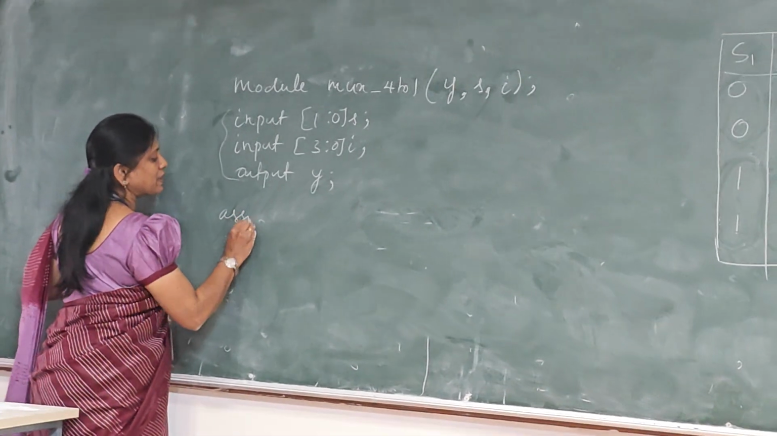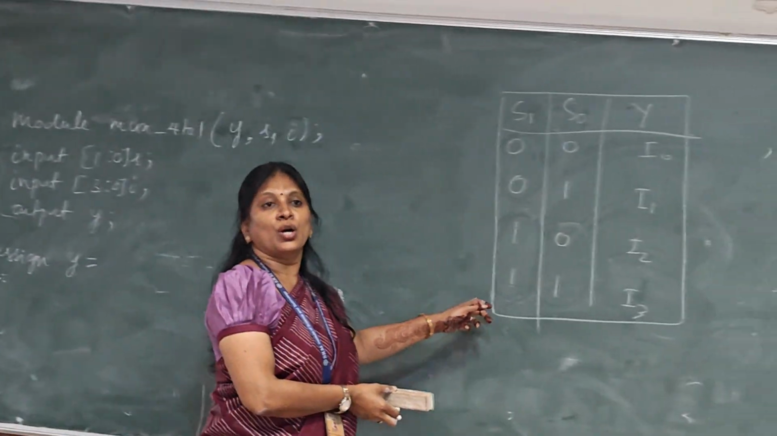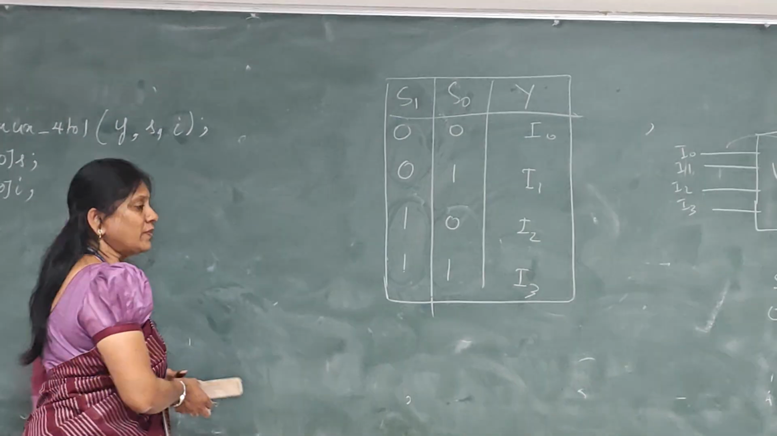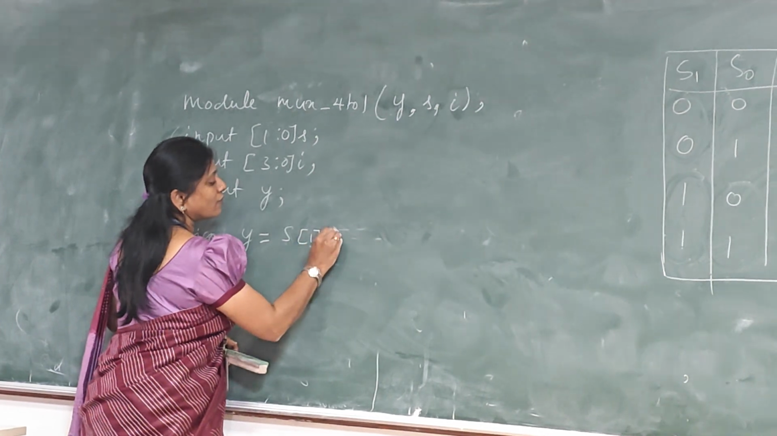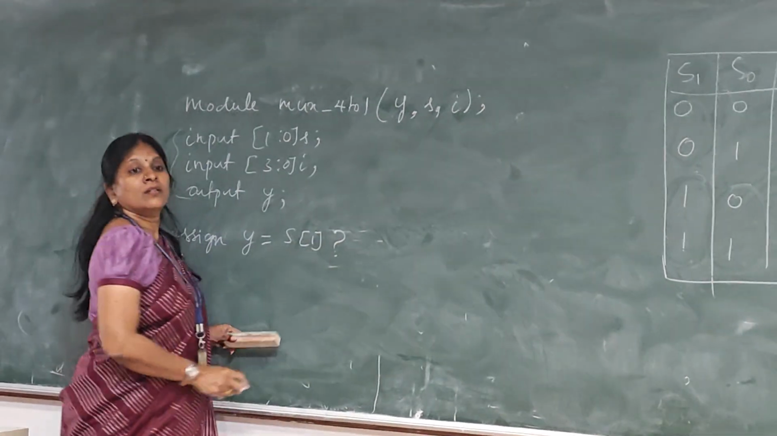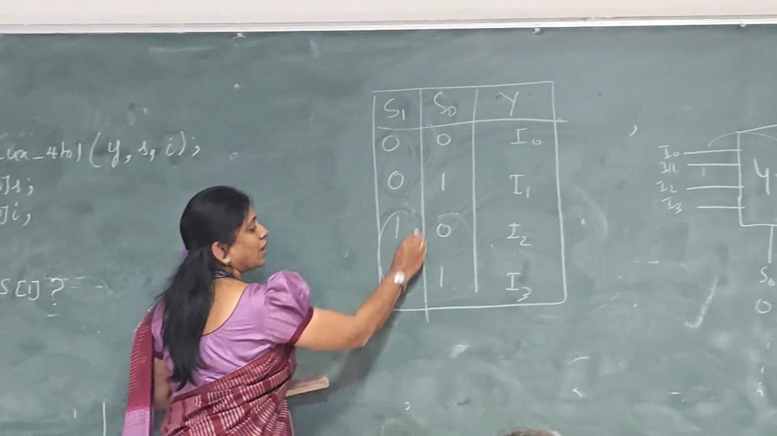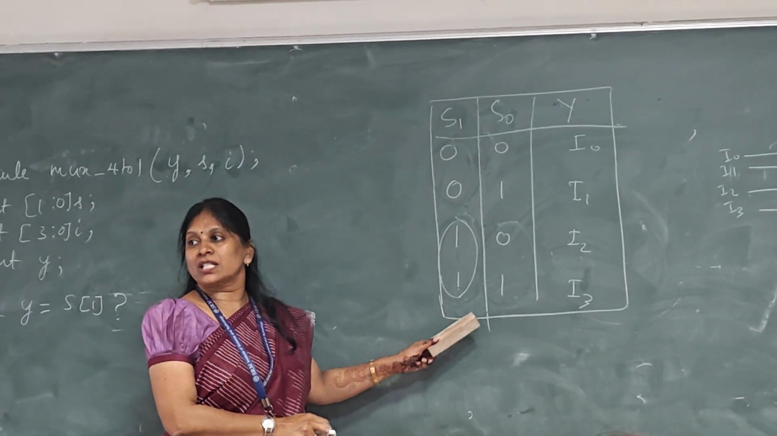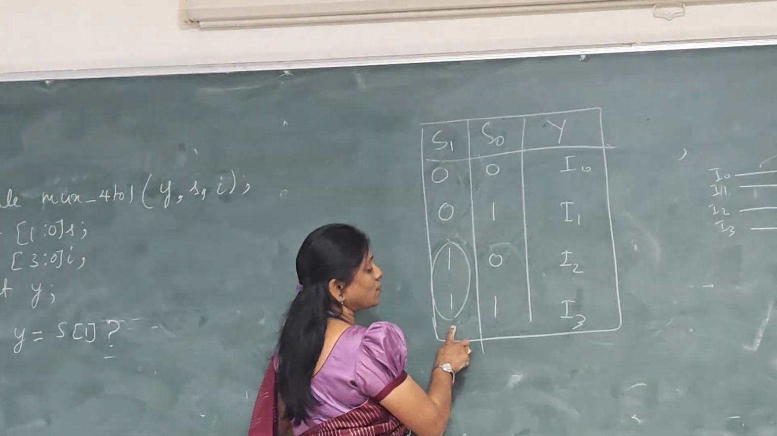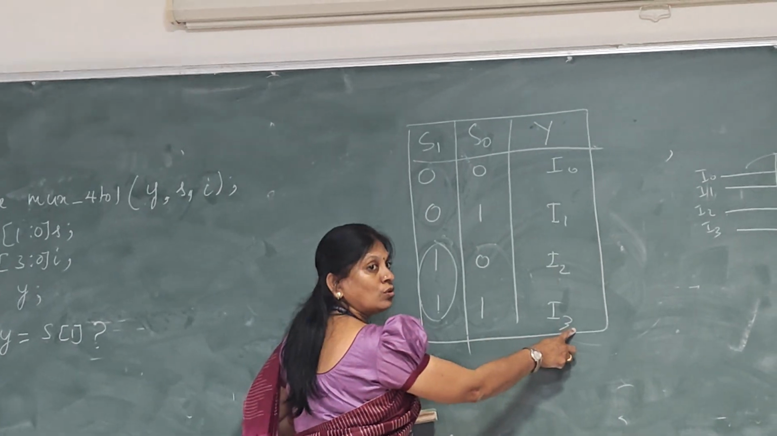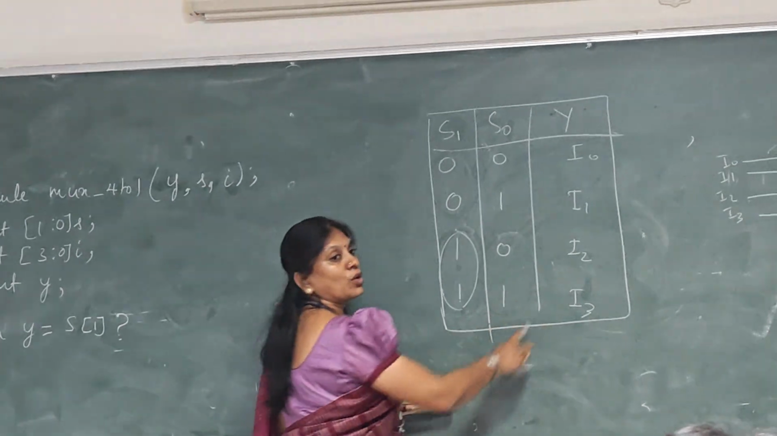Then the assign statement. Assign Y is equal to, see the truth table and you have to apply it. First is S of 1. If S of 1 is true, then what you have to check is whether S0 is 0 or 1. If S1 is 1, S0 is 1, then you have to give I3. If S1 is 1, S0 is 0, then you have to give I2.